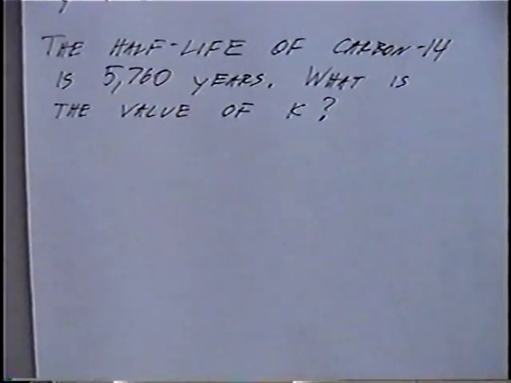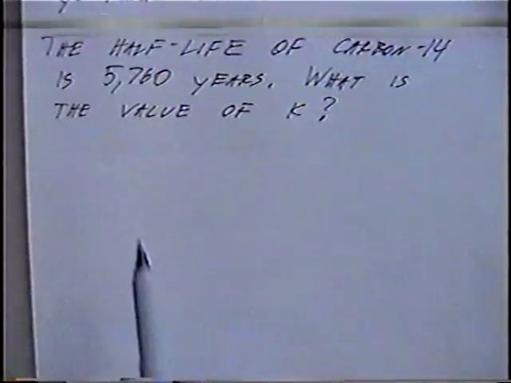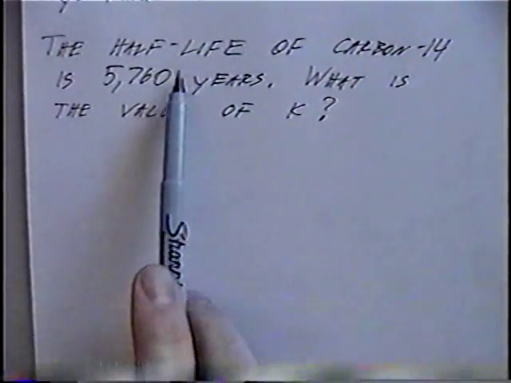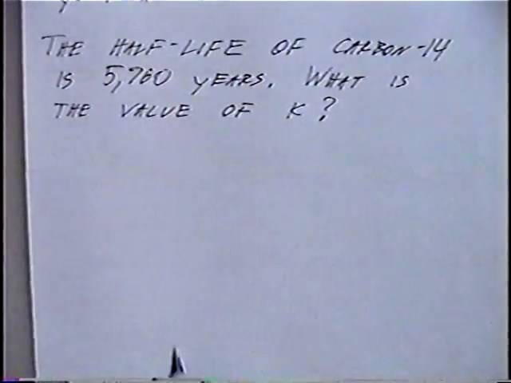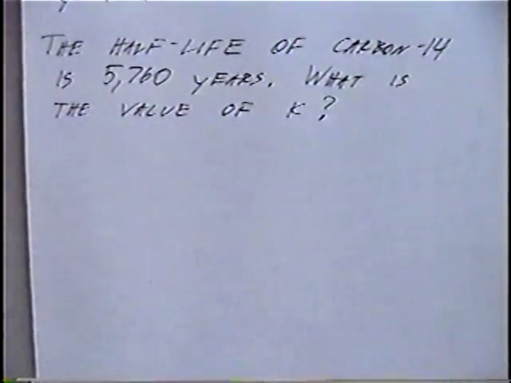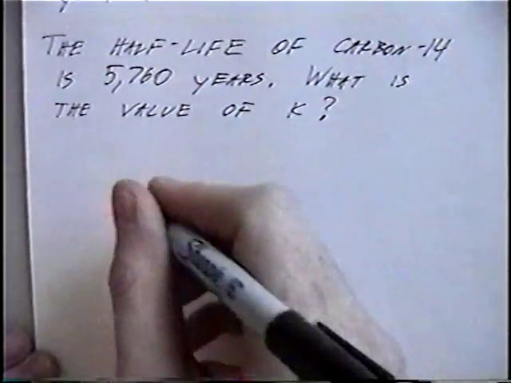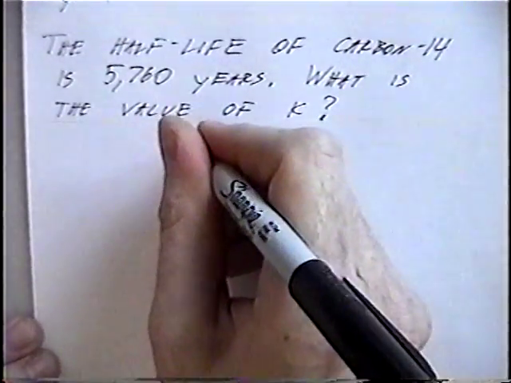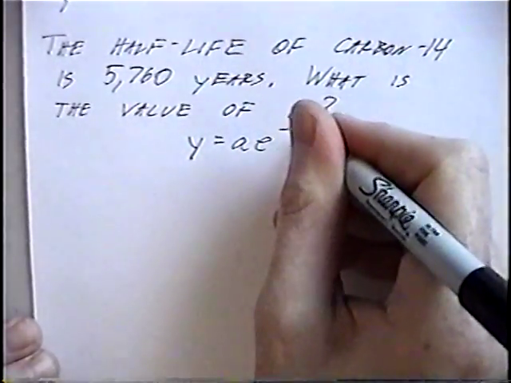The half-life of carbon-14 is 5,760 years. What is the value of k? By definition, half-life is the time in which half of a substance disappears, in this case 5,760 years. In terms of exponential decay or growth, this would be decay because the substance is decreasing after 5,760 years. So the equation for decay we'll be using is y equals a times e to the negative kt power.